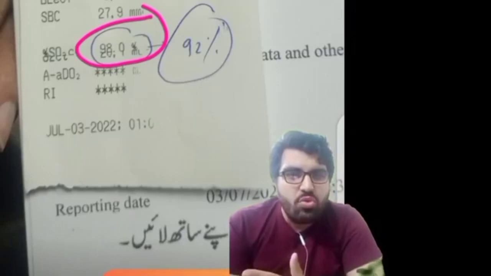We need 88 to 92%. What is the target saturation in type 2 failure? The answer is 88 to 92. In type 1 failure, the target saturation is 92 to 95, and in pregnancy it is 95 to 97. Oxygen is a drug. If you are giving more drug, there are more side effects. It produces reactive oxygen species. It can cause destruction, and it can cause problems.